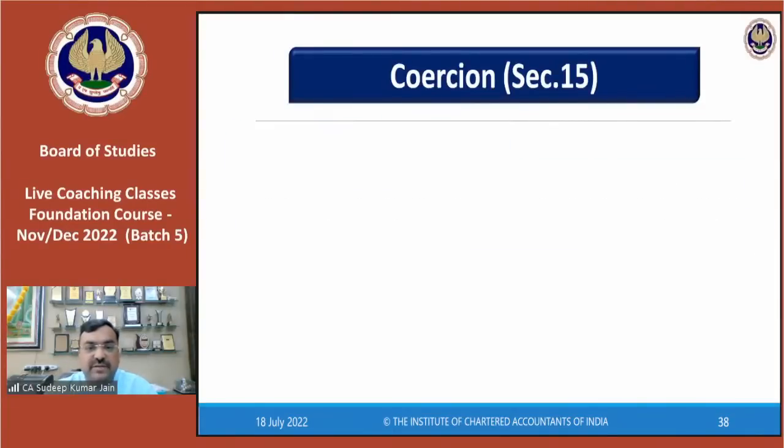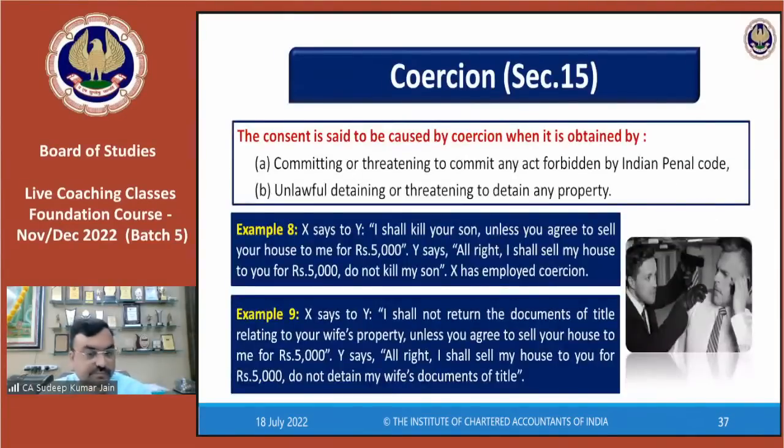Come to the previous example, in example number 8. X says to Y, I shall kill your son unless you agree to sell your house to me for rupees 5,000. Y says, okay, sir, I will sell my house for rupees 5,000. But please do not kill my son. Now, what happened? The house was sold for 5,000 and X gave the 5,000 to Y. Now, what are the consequences?